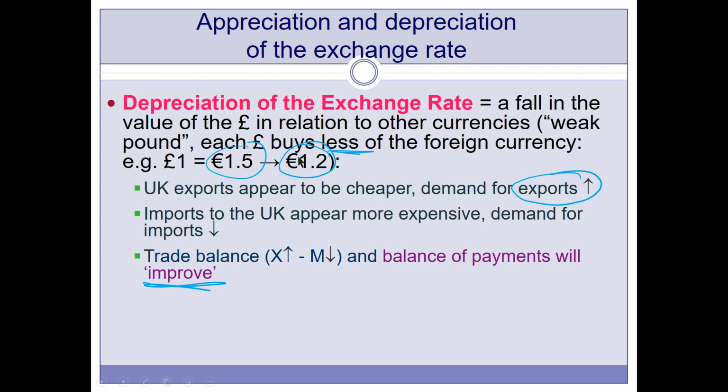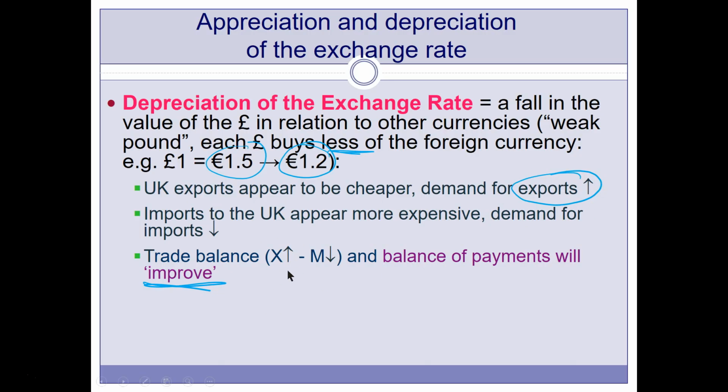When foreigners will need to pay less in euros, for example, per each £1 worth of items, they used to pay 1.5, now they only need to pay 1.2. In other words, a particular product which we are selling to them will appear cheaper, which means that our exports will become much more attractive for them. It's cheaper to buy our products now because of the exchange rate factor, which will increase demand for our exports.